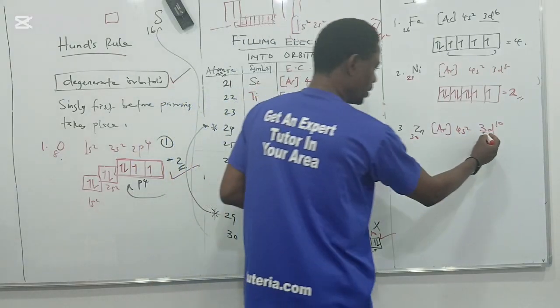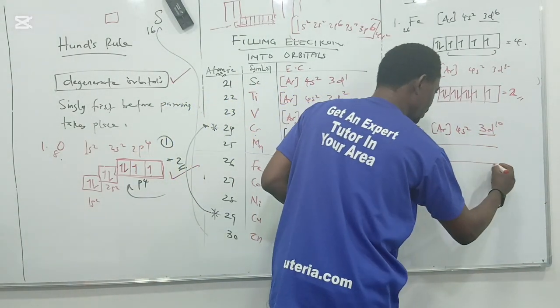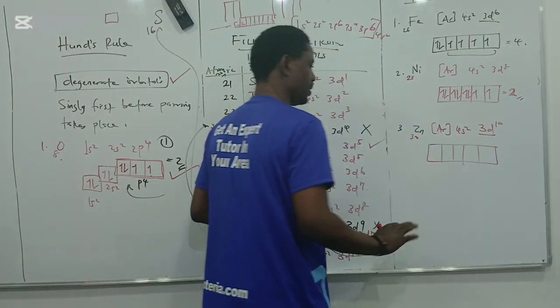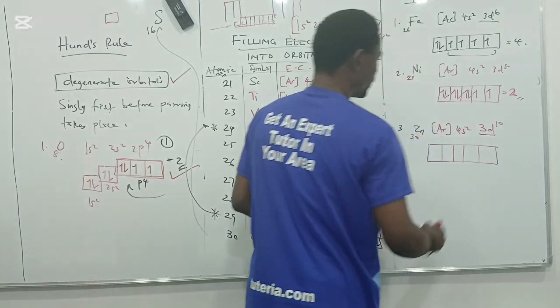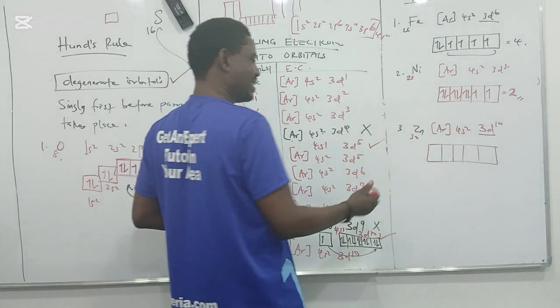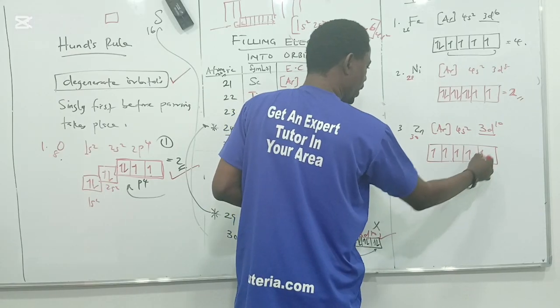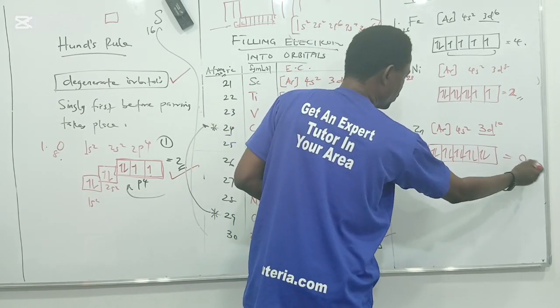So we are moving to these degenerate orbitals. Split it into 5. 1 2 3 4 5. It's very easy, there's nothing complex about this. If you want to fill this, fill it singly first. 1 2 3 4 5 6 7 8 9 10. How many unpaired electrons? 0.